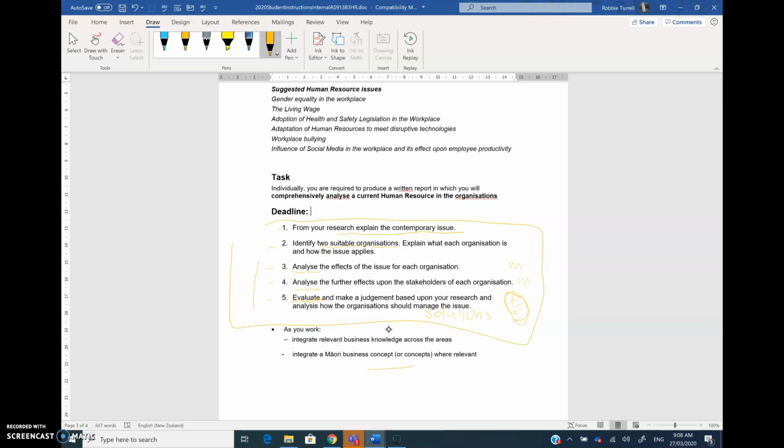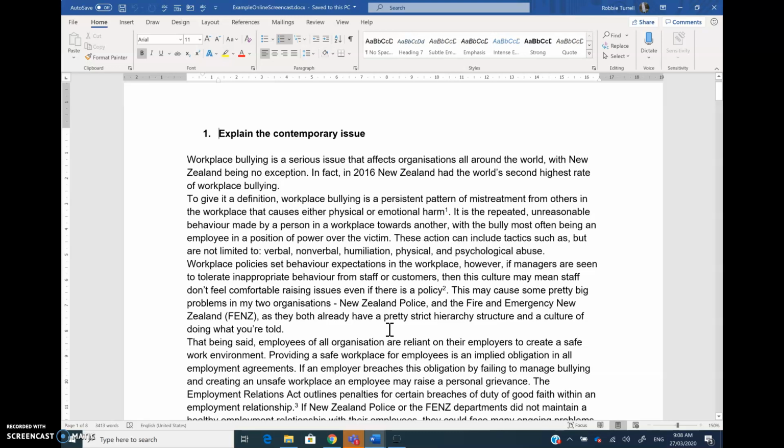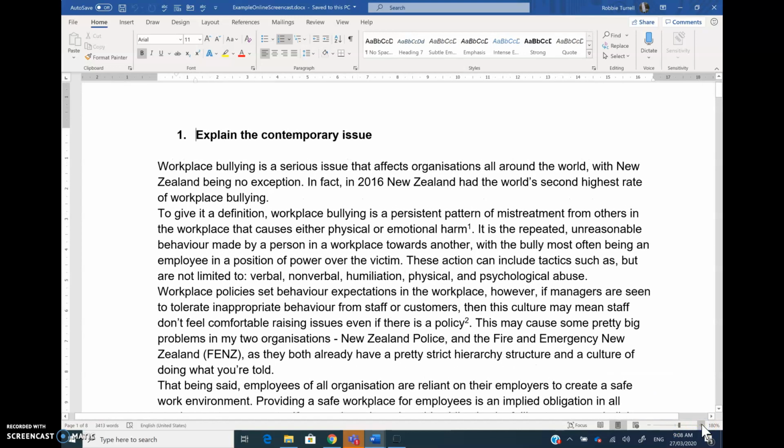Okay. So just to flip it over to an example. This is an example from a couple of years ago that scored quite highly, and I'll talk you through some of these things. In fact, let me make it a little bit bigger and I'll point out some key things. So as we know, the first bit says explain your contemporary issue.